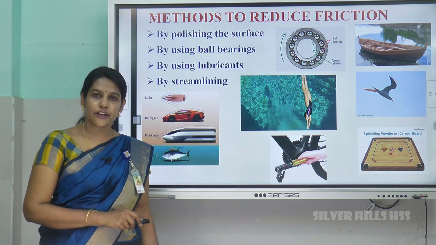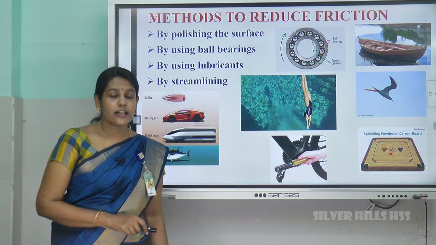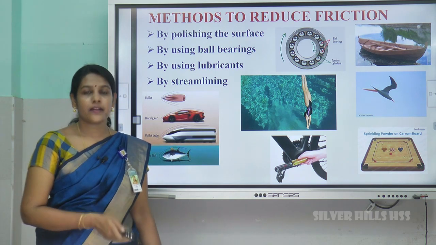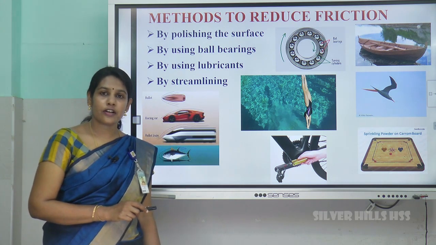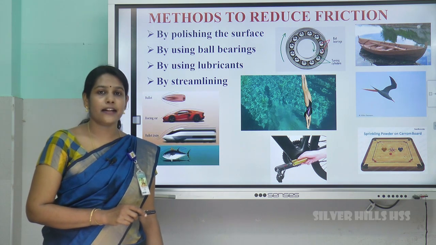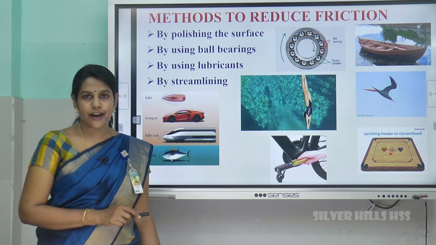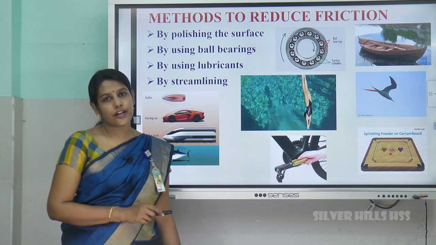The different types of frictional force: sliding friction is a friction that occurs when a body slides over another body. Rolling friction is a friction that occurs when a body rolls over another body. Then we discussed some of the advantages and disadvantages of friction and methods to reduce friction.